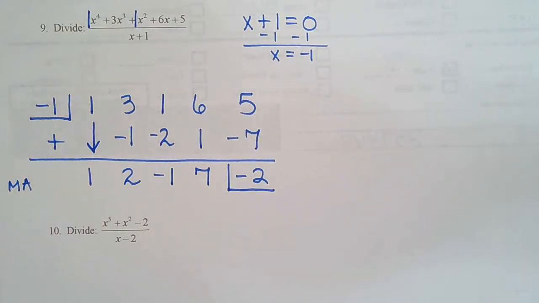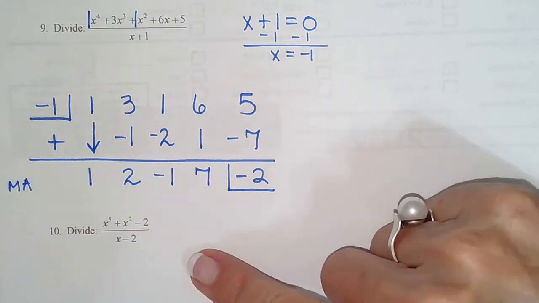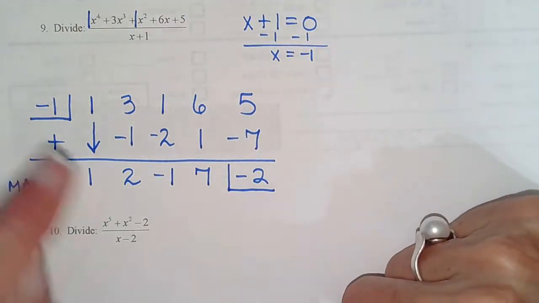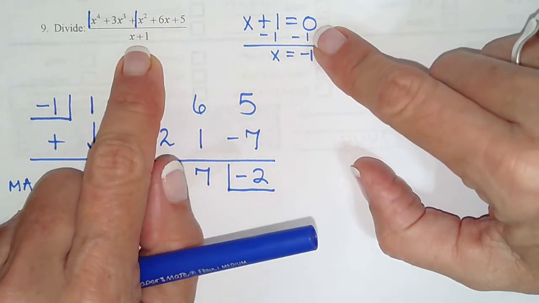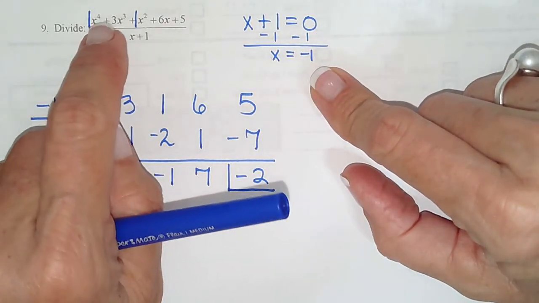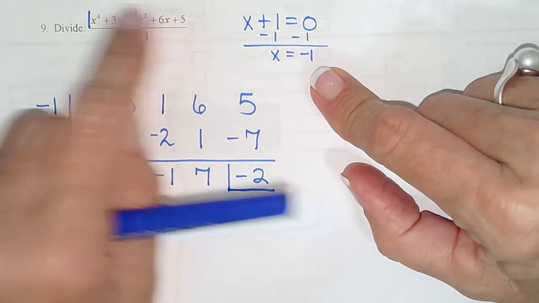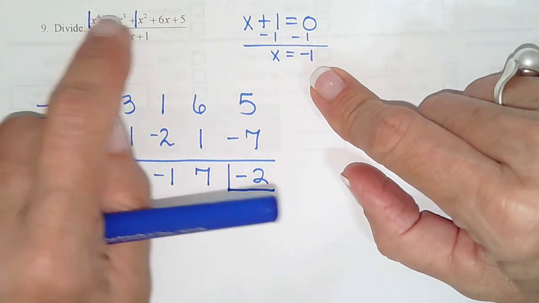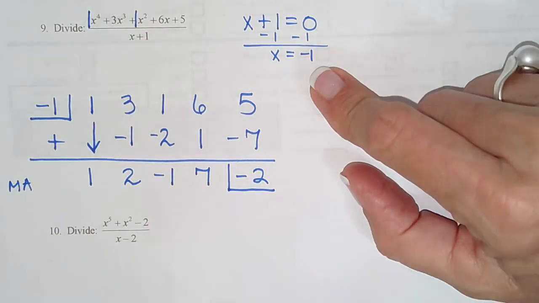We're working on page 12, number 9, section 4.4. We have a couple of problems here to finish. So set x plus 1 equal to 0, solve, and put that in the box. We looked to see if any exponents were missing. They're all accounted for: 4, 3, 2, 1, 0.